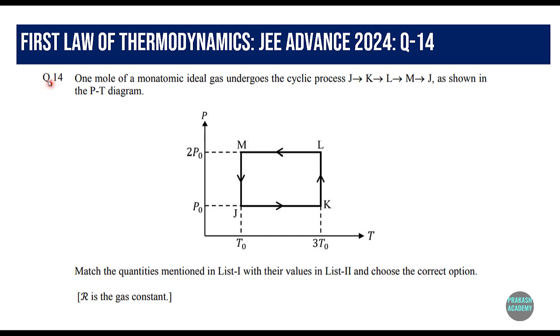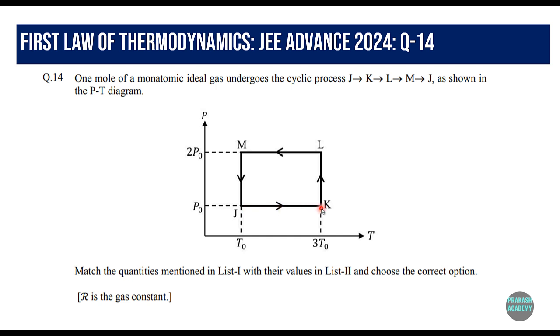This problem is from First Law of Thermodynamics. Problem says 1 mole of a monatomic ideal gas undergoes the cyclic process JKLMZ as shown in the PT diagram. So we have a PT diagram. On the y-axis we have pressure and on the x-axis we have temperature.